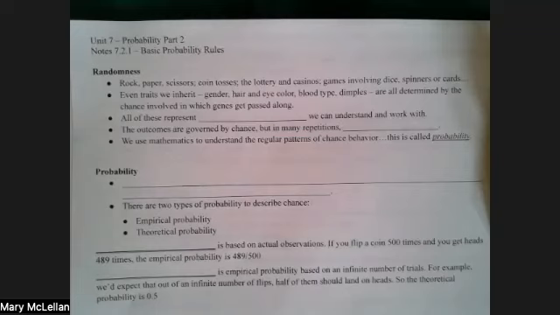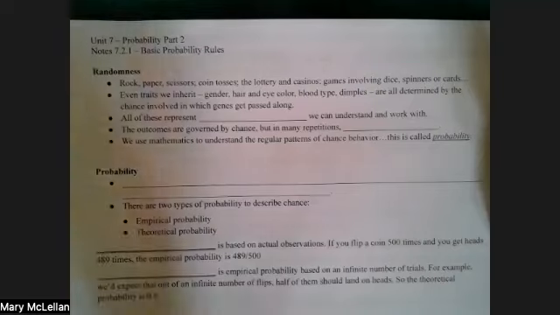Okay, so we start out with just an overview of randomness. Rock, paper, scissors, coin tosses, the lottery, casinos, games involving dice, spinners or cards, even traits that we inherit, such as gender, hair and eye color, blood type, dimples, all are determined by the chance involved in which genes get passed along.